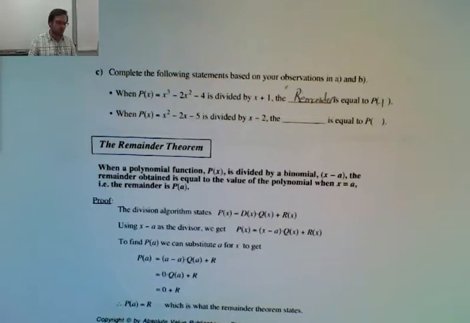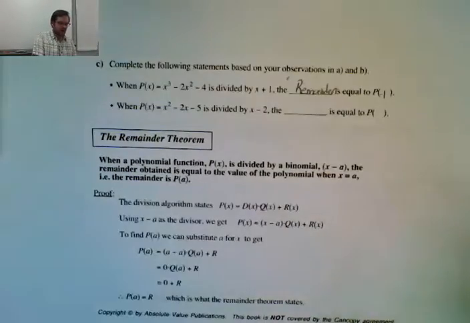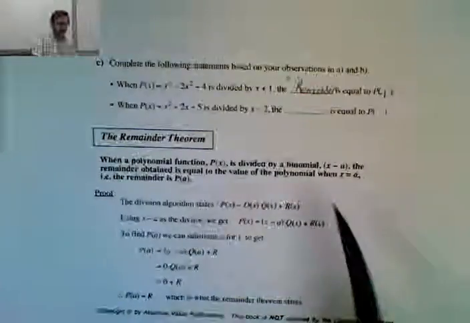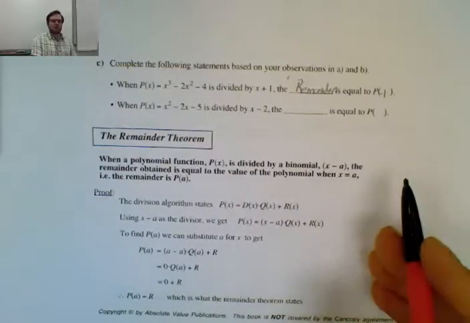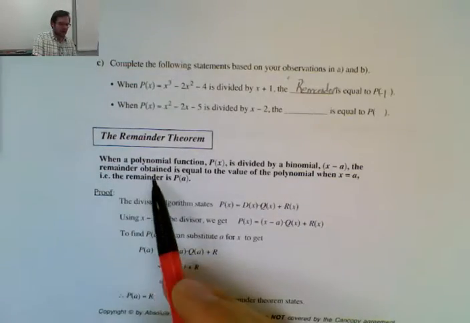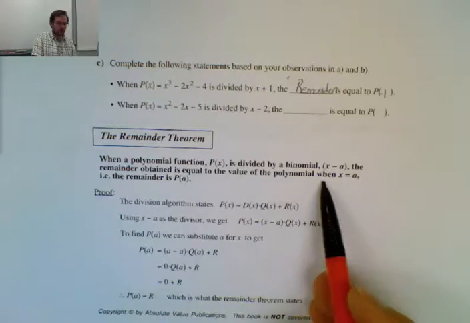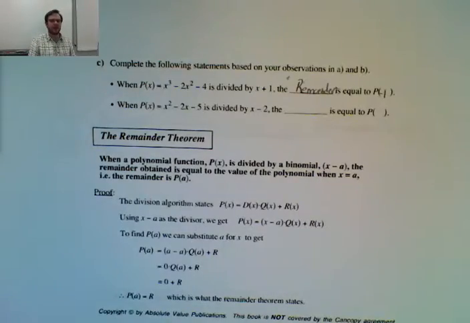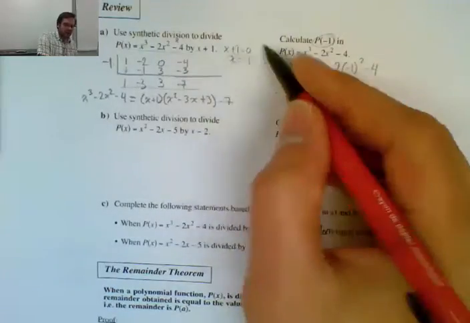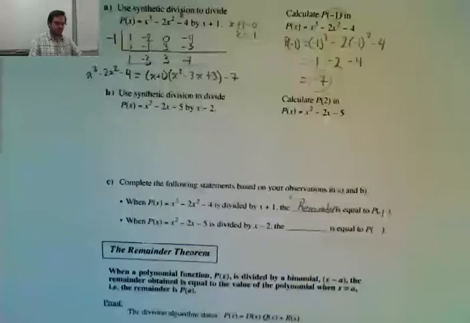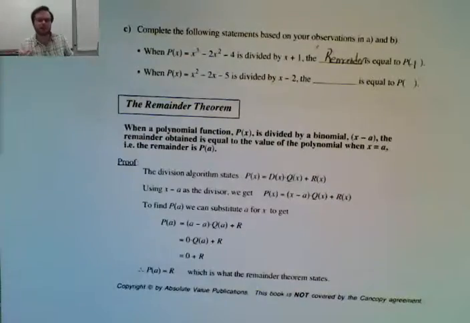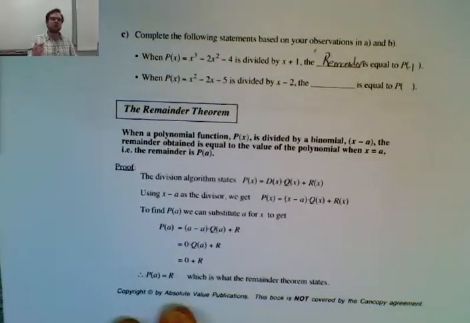This next part is going to explain what the remainder theorem is. We're looking at a polynomial function, p of x, that is divided by a binomial, x minus a. The remainder obtained is equal to the value of the polynomial where x is equal to a. So that's essentially what we did up here. I just made x equal to a.